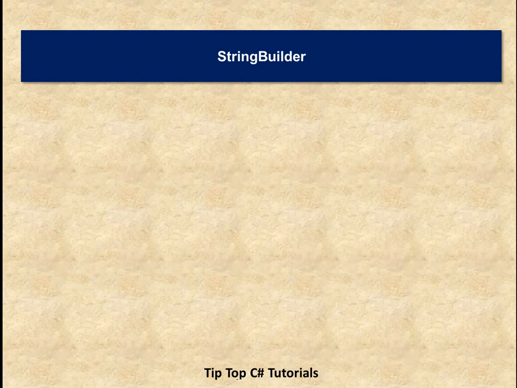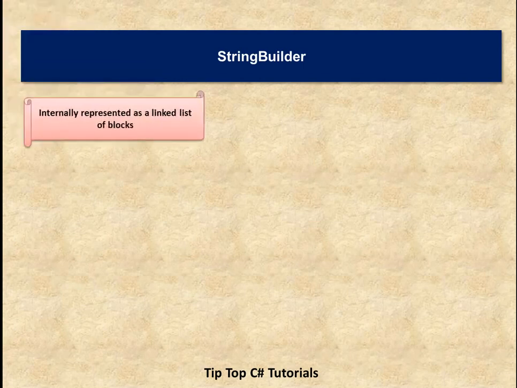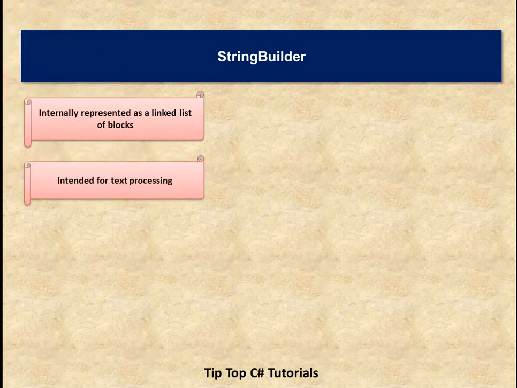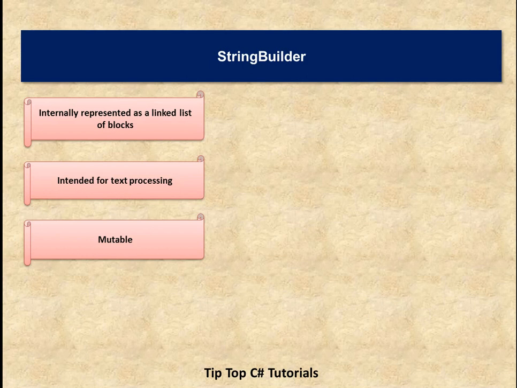Coming to StringBuilder, it is internally represented as a linked list of blocks. So there will be character blocks of strings, and each character block is linked to the others by a linked list data structure. What is the primary use case of this? It's for text processing. Let's say you have a lot of documents and you have to keep on appending or building very large strings inside loops, then StringBuilder is the right candidate. And why? It is mutable.